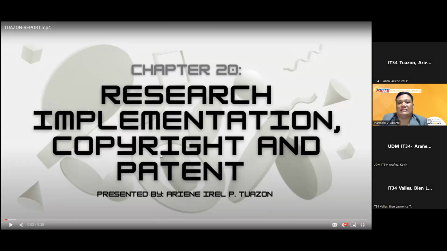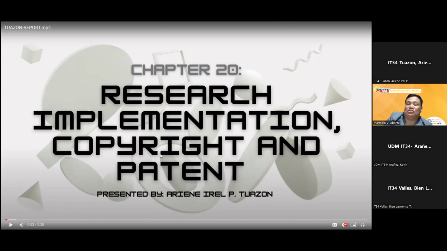So for today, we're going to discuss the research implementation and dissemination in copyright and patent. Research implementation is the process of translating research findings into practical applications that benefit society. It involves the integration of knowledge gained from scientific investigation into real-world scenarios. This step is crucial in maximizing the impact of research by turning theoretical insights into tangible solutions.